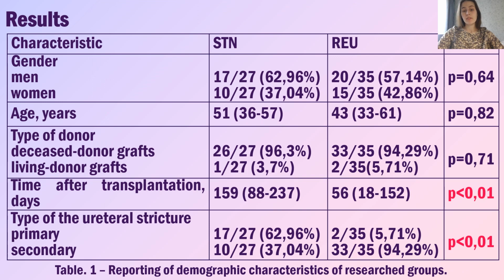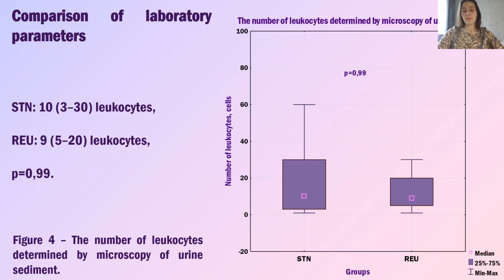The table provides information about the demographic characteristics of the study groups. The following factors were statistically significant: the time elapsed from kidney transplantation to stricture correction surgery, as well as the type of stricture, primary or secondary. In the course of the study, a comparative analysis of the number of leukocytes and erythrocytes in the microscopy of urine sediment, as well as the general urine test, which was performed using an automatic analyzer, was carried out. The number of leukocytes determined by urine microscopy didn't have huge differences.